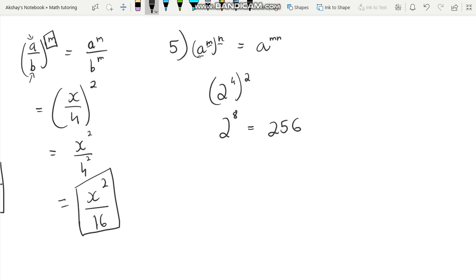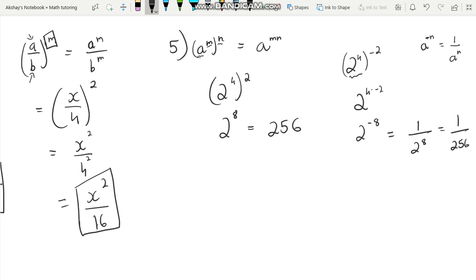Now in the case where we have, let's say, 2 to the power 4, all of this to the power of negative 2, we can do the same thing. We can go ahead and multiply our exponents together. 4 times negative 2, hence we have 2 to the power negative 8, which now with our exponent law, a to the power negative n is equal to 1 over a to the power n, we can apply here. So I have 1 over 2 to the power 8, which is equal to 1 over 256. There we go.